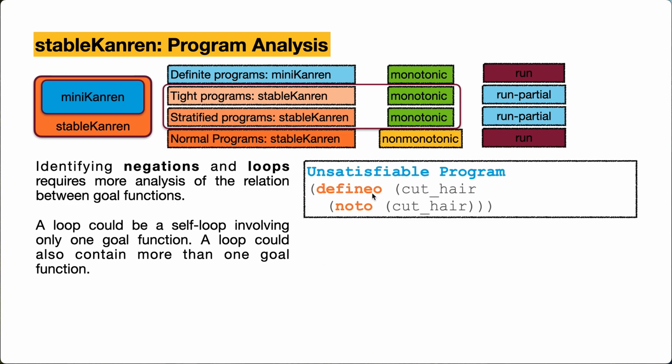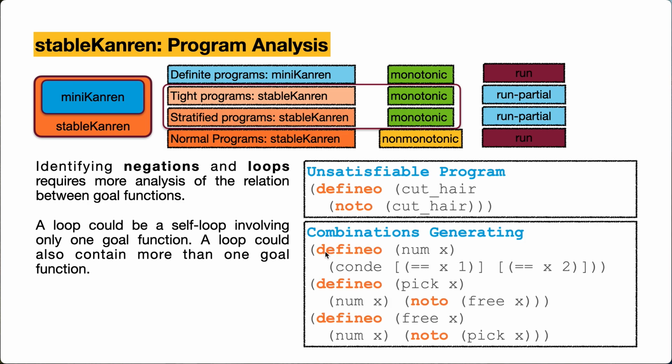For example, this is the self loop. It contains only one go function, cut here. It basically is the paradox saying, if I try to cut hair, I cannot cut a hair. You try to make true and false at the same time, which is impossible. So this is unsatisfiable. So this is a self loop. And then we can also have other loops to generate the combinations. So here the pick and the free basically form loops over this negation. Like if you pick, it will not free, and if you want to free, it will not pick.